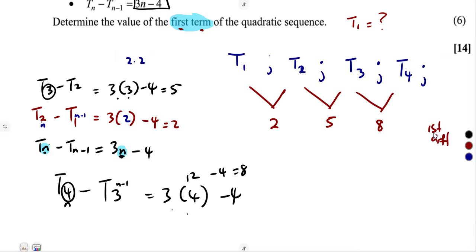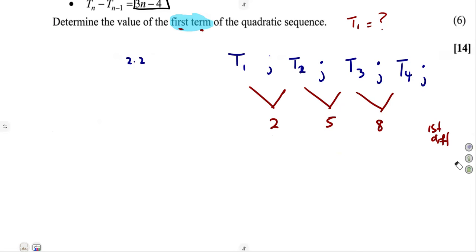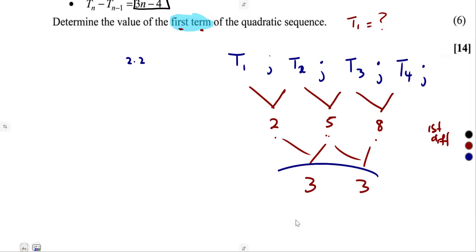From the terms that we have, we can find the second difference, because we have our first differences, so this one is no longer important. Let us determine the second differences. 5 minus 2 is 3, and 8 minus 5 is 3. As you can see, we have a common second difference, which is exactly what we want.